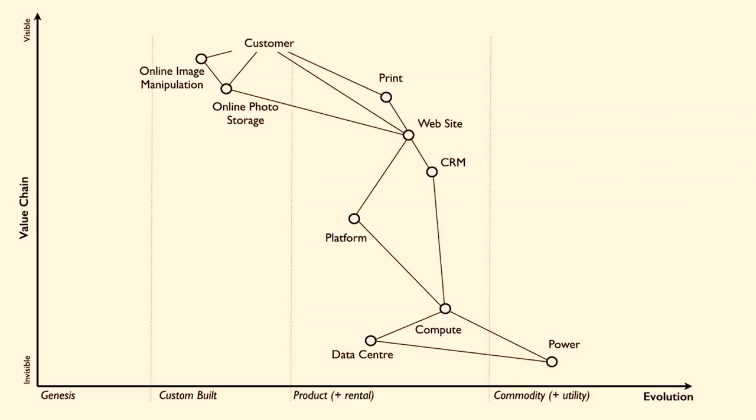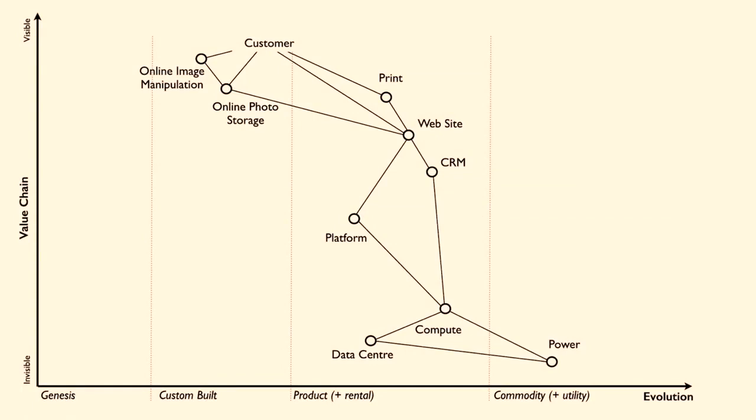Evolution progresses from genesis to custom built, to product plus rental, to commodity plus utility. Value chain progresses from invisible to visible. The word customer connects to 4 points on the map on the high end of the visible range: online image manipulation, online photo storage, website, and print.